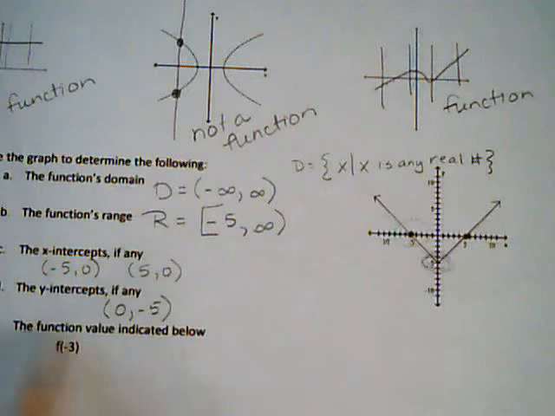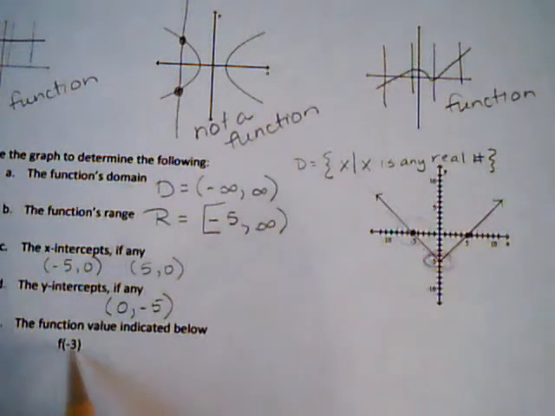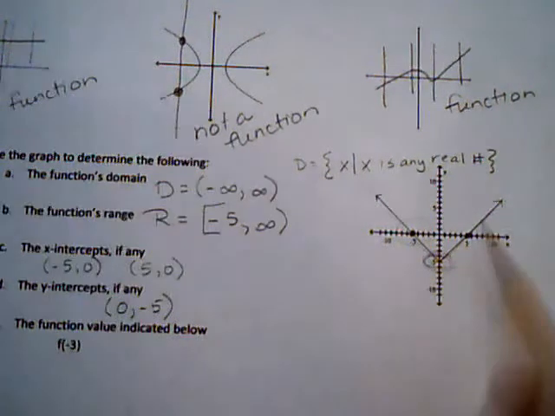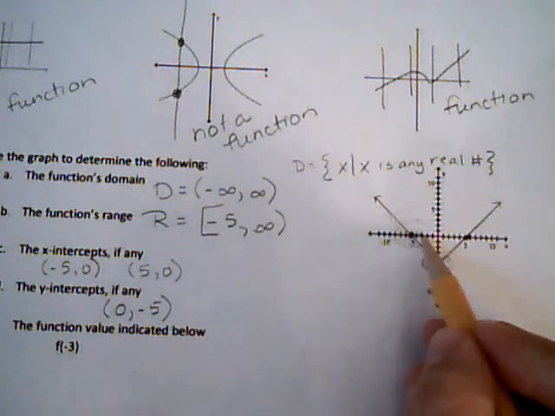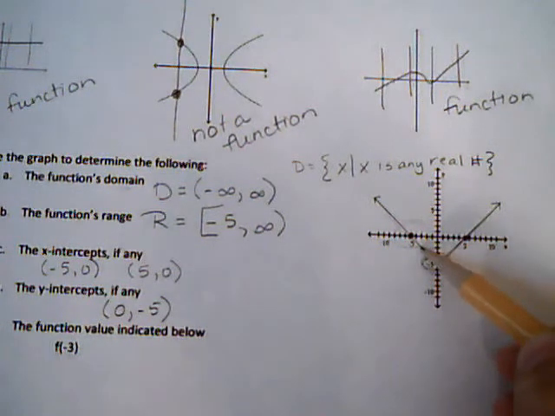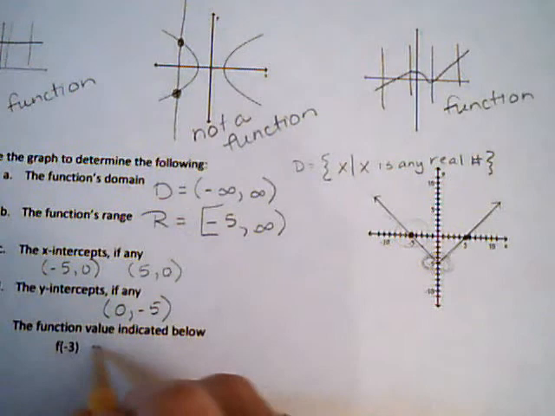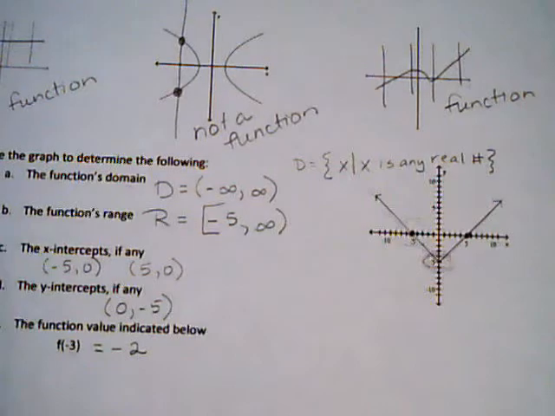Okay, then it says the function value indicated below, f at -3. This means I want to find the value of the function when x is -3. So if I look at my graph, -3 would be here. I want to find its corresponding y value, which looks like it would be -2. So I would say f at -3 is equal to -2.